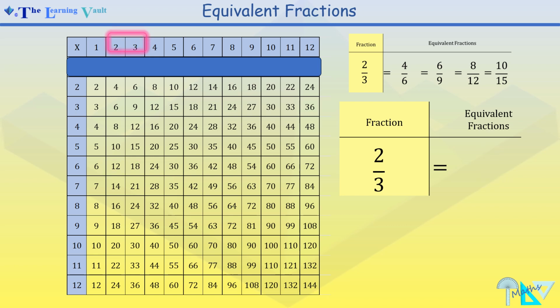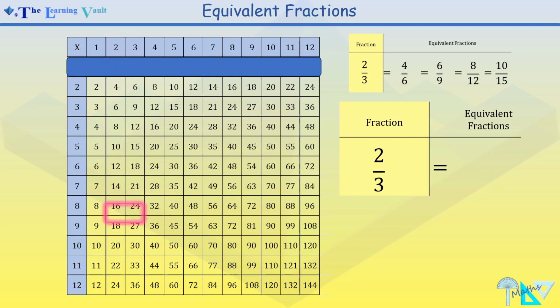With a multiplier of 7, our equivalent fraction is 14/21. Multiplier of 8, our equivalent fraction is 16/24. Multiplier of 9, our equivalent fraction is 18/27. Multiplier of 10, our equivalent fraction is 20/30.